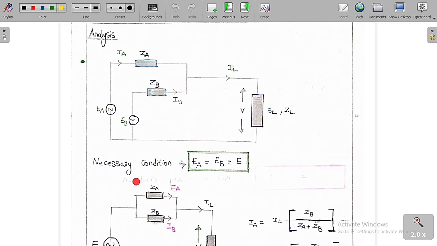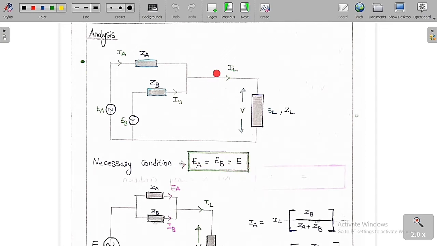I have already told you that, as a necessary condition, EA is equal to EB is equal to E. The voltage ratings of the two transformers should always be the same. If they are not equal, a leakage current is going to pass between transformer A and transformer B. That is not good because heat is going to be generated. To remove that, there are no leakage currents between transformer A and transformer B if you go for the same voltage ratings. So the necessary condition is EA is equal to EB is equal to E.